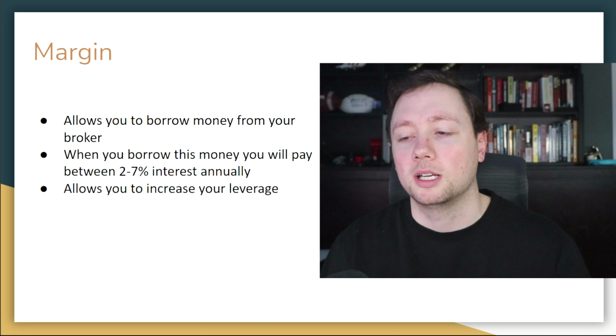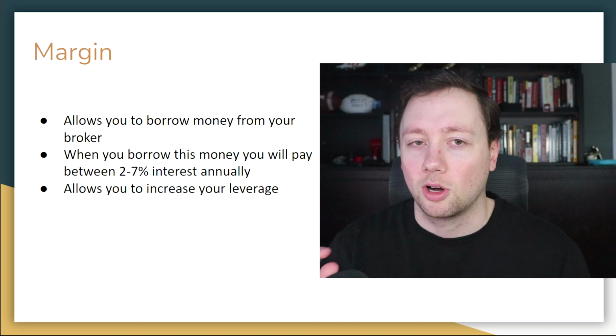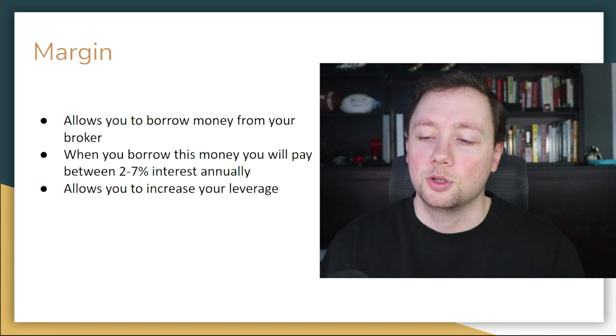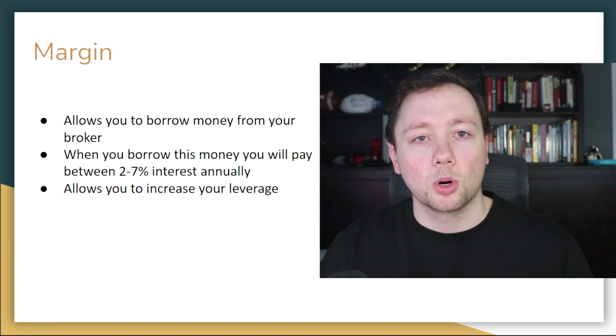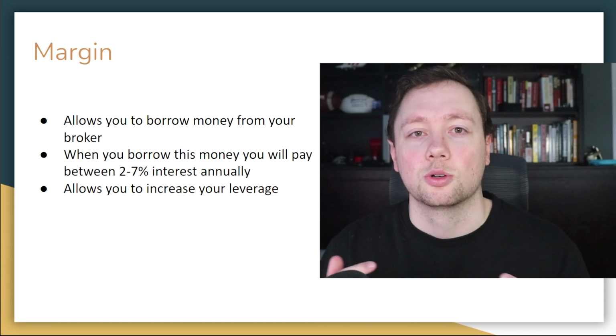Okay, so let's just start real quick with what is margin. Margin allows you to borrow money from your broker. So if you use Questrade or Thinkorswim or Interactive Brokers, if you have a margin account, it means that you can borrow money from that broker. But when you borrow that money, you will have to know that you do pay a small interest rate on it, usually between 2 and 7% annually. And borrowing on margin is what increases your leverage.